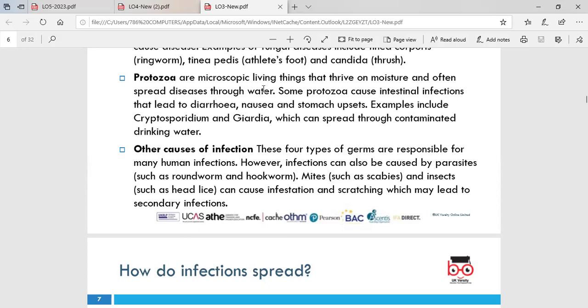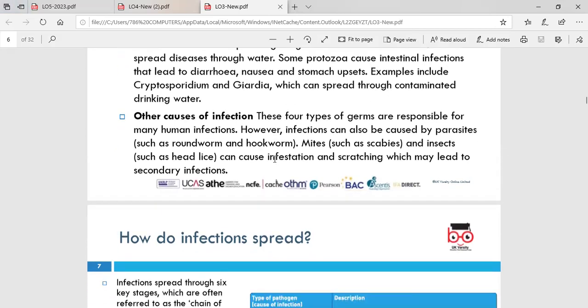So there are other germs such as roundworm and hookworm that can be caused by parasites, which we've not talked about earlier in the categories. There are mites, so these live on your bodies. They cannot live within your bodies. They cause scabies. Insects, again, head lice would live on the surface of your body. They can cause infestation, and scratching may lead to secondary bacterial infections.